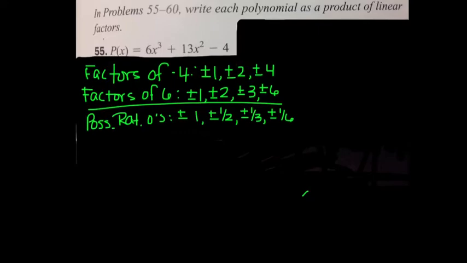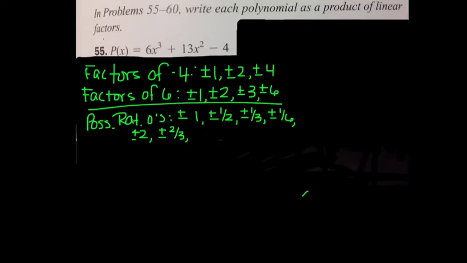Then I move on to 2. I need 2 over 1, 2 over 2, 2 over 3, and 2 over 6. So plus or minus 2 over 1 gives me plus or minus 2. Plus or minus 2 over 2 simplifies to 1, which I already have, so I don't need to repeat that. I'll move on to plus or minus 2/3. Then I have plus or minus 2 over 6, which is just 1/3, and again I already have that.